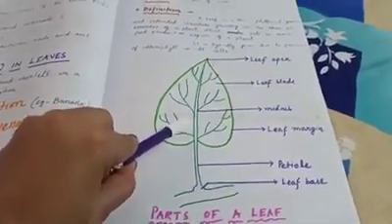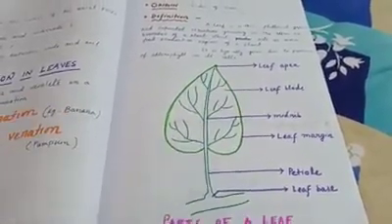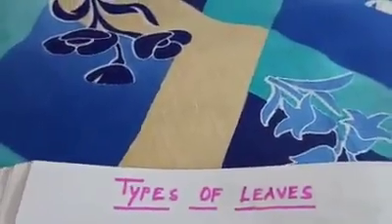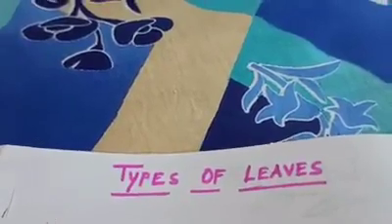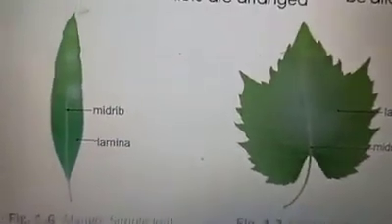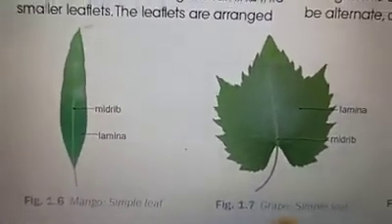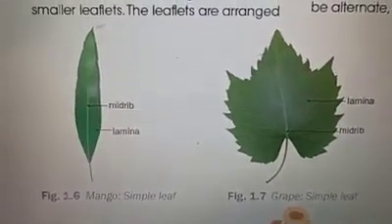And then after studying about the structure, we are going forward to the types of leaves. How many types of leaves are there in nature? You have to know that. So mainly two types of leaves are there. One is simple leaves and another is compound leaves. Look at the pictures. In this picture, one is a mango leaf and another is a grape leaf.